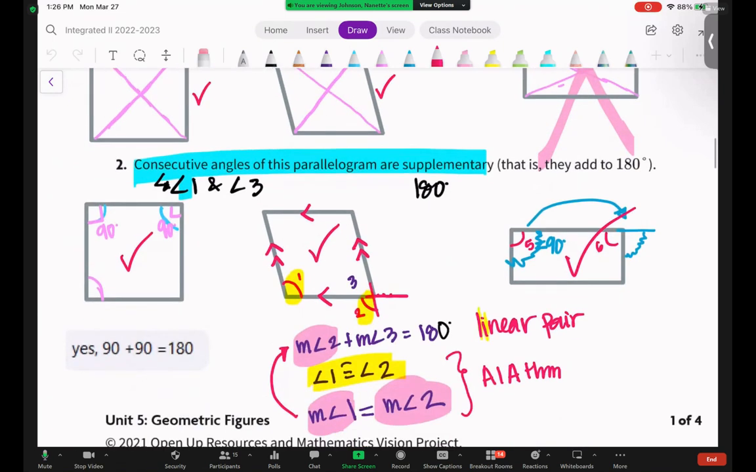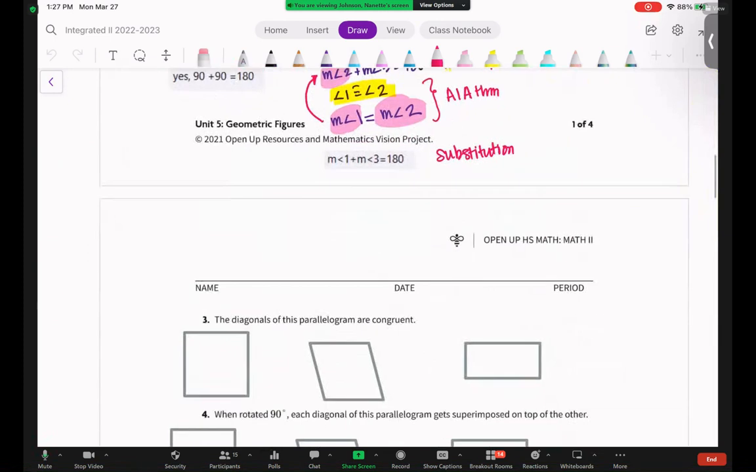According to this, what did you guys just prove on this one? Yeah, consecutive angles are supplementary. Very good. Okay, so you can add all those things. Now you guys are going to try this one.